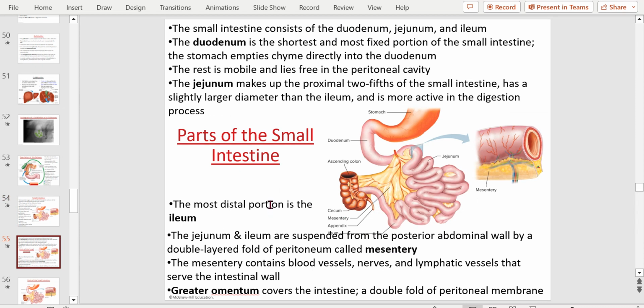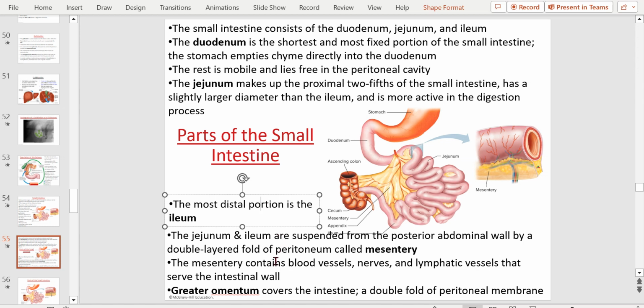The small intestine consists of the duodenum, jejunum, and ileum. The duodenum is the shortest and most fixed portion of the small intestine. The stomach empties chyme directly into it. The rest is mobile and lies free in the peritoneal cavity. The jejunum makes up approximately 2/5, about 40%, of the small intestine, has a slightly larger diameter than the ileum, and is more active in the digestion process. The most distal portion of the small intestine is called the ileum.